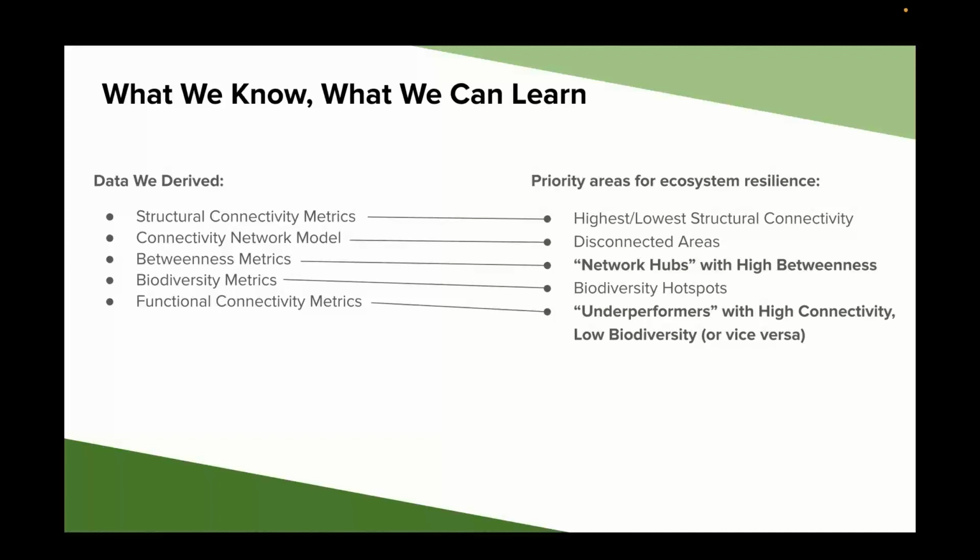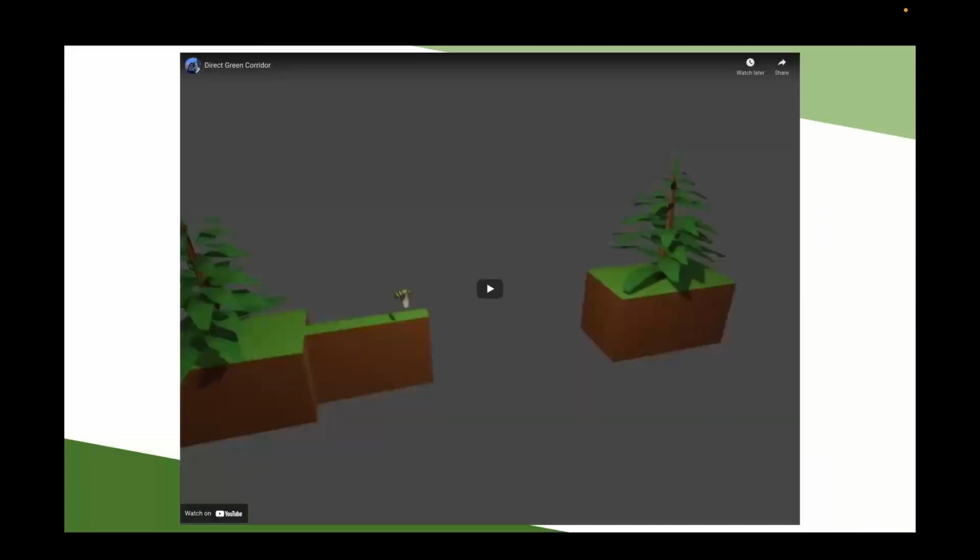From these data sets, we can make a few conclusions on how to prioritize specific areas to enhance the ecosystem's resilience. From this list of different ways to prioritize, we need more research to determine the best methods, but we think that network hub areas and the underperformers are the most important overall. There are also strategies we can use in a landscape design to enhance connectivity within the study area.